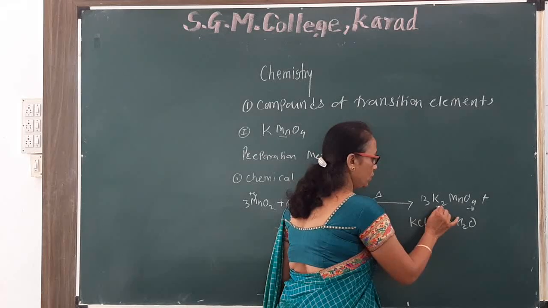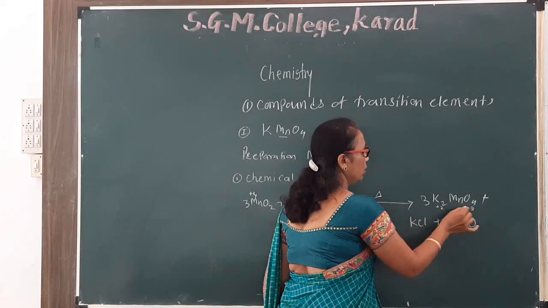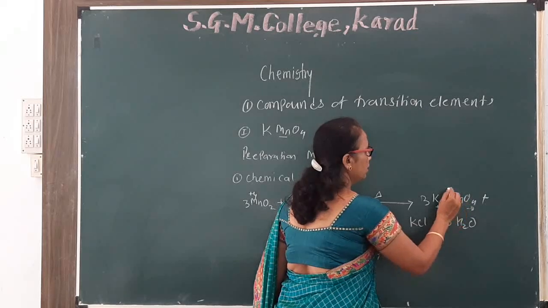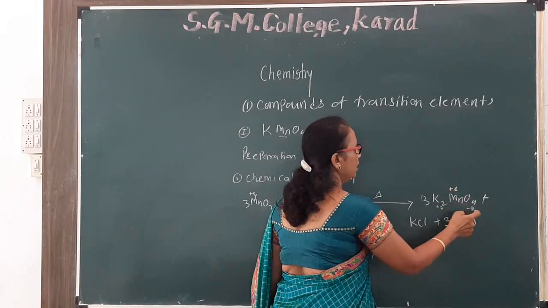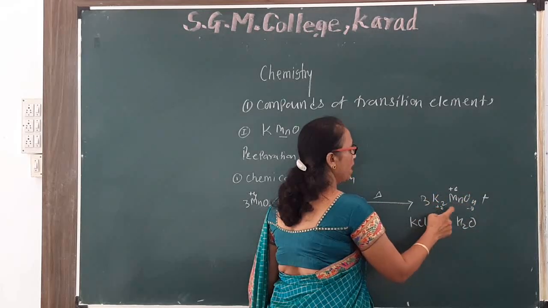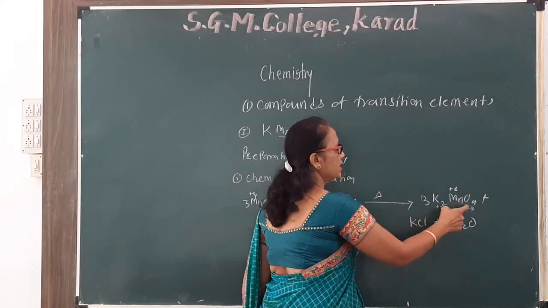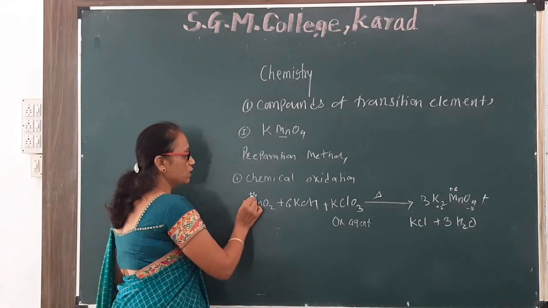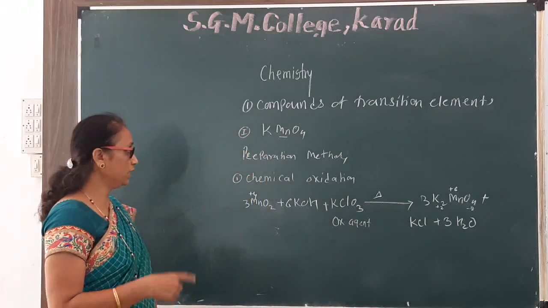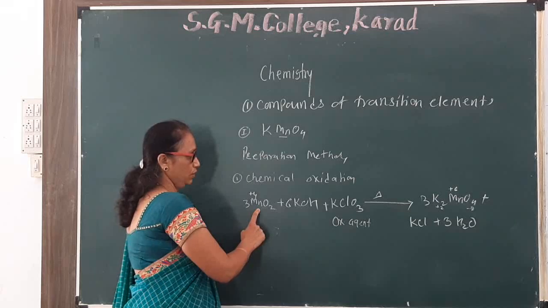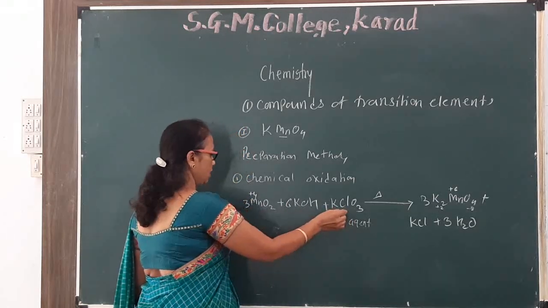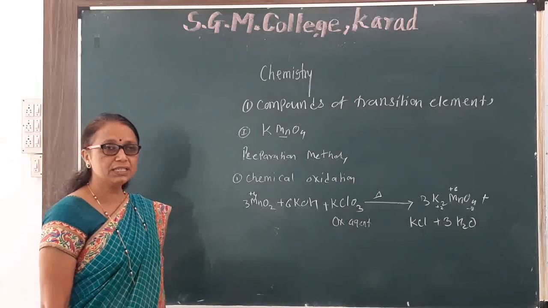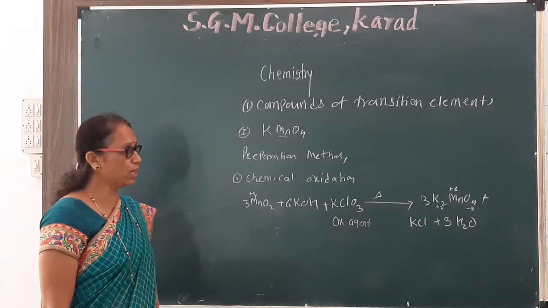Where K2, therefore the total is +2. -8 plus 2 is equal to -6. Total charge is 0, therefore the oxidation state of manganese is +6. See again: O4 is -8, K2 is +2, that is -6, and +6 gives 0. The oxidation state of manganese changes from +4 to +6. As the oxidation number increases, it gets oxidized. As KClO3 is an oxidizing agent, it oxidizes MnO2 to K2MnO4. K2MnO4 is potassium manganate and not potassium permanganate.